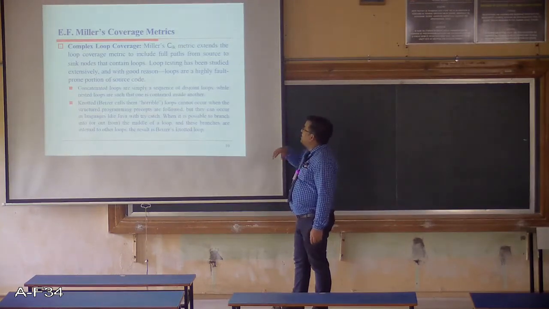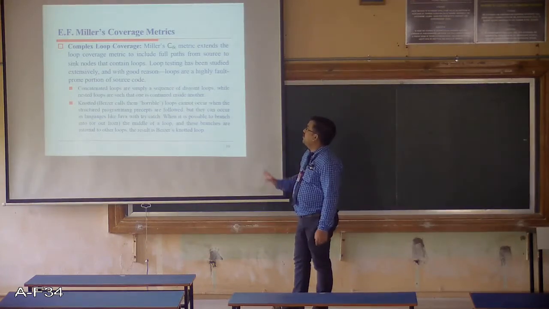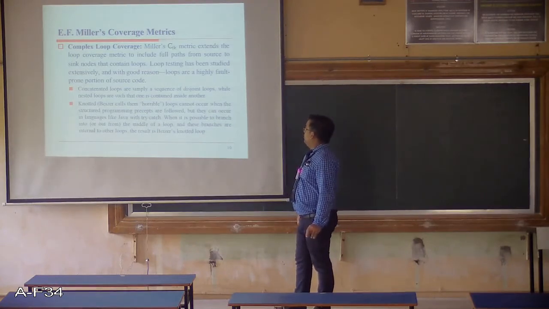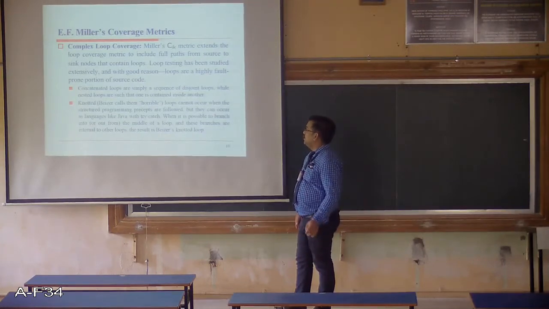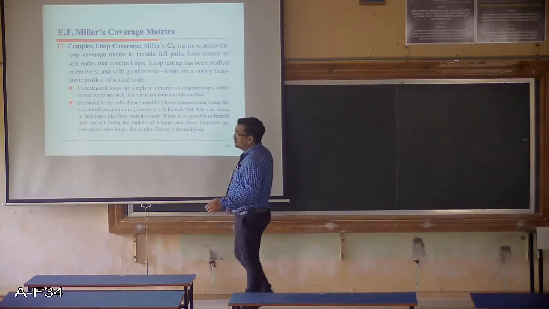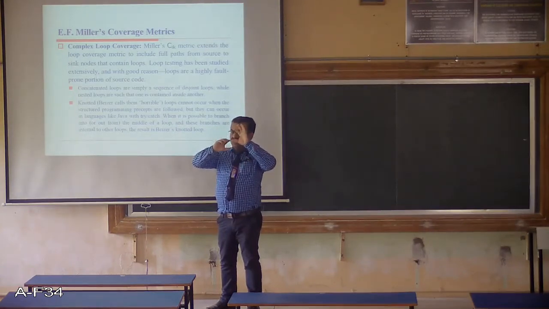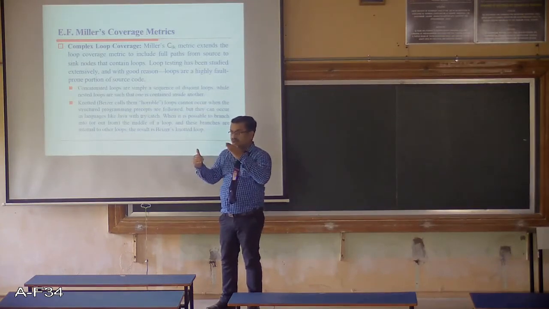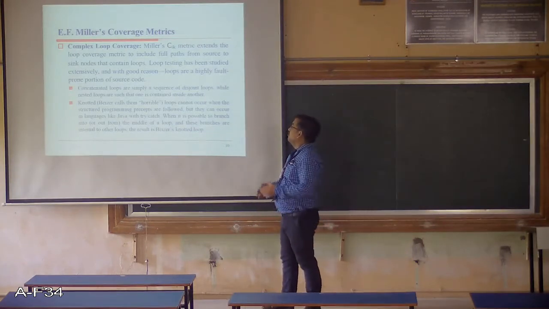Path coverage basically covers most of the complex loops which can be located in a program. There can be three different kinds of loop coverage here. One can be termed as concatenated loops, or simply a sequence of disjoint loops. When there are a number of small loops in sequence, where from one loop you go to another loop, then we can call them concatenated loops.